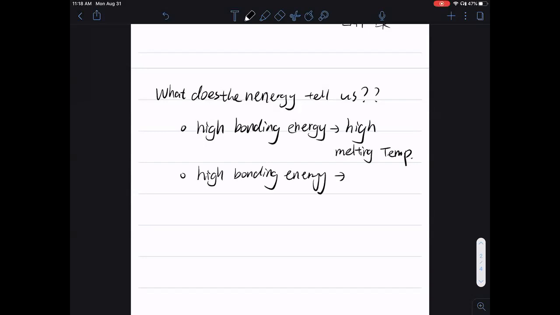Besides melting temperature, the bonding energy between atoms also affects one thing we just learned in chapter 6, the most important thing from the stress strain diagram. The linear region tells you Young's modulus, the stiffness of a material. That also affects the modulus of elasticity, or Young's modulus.